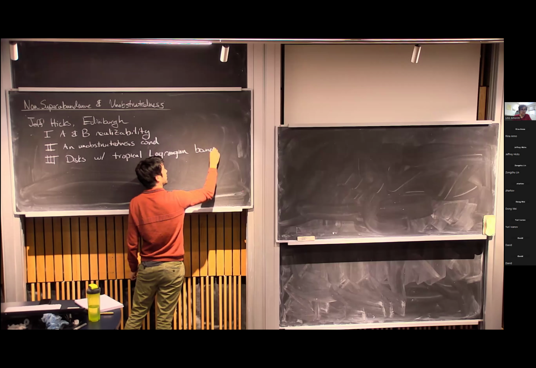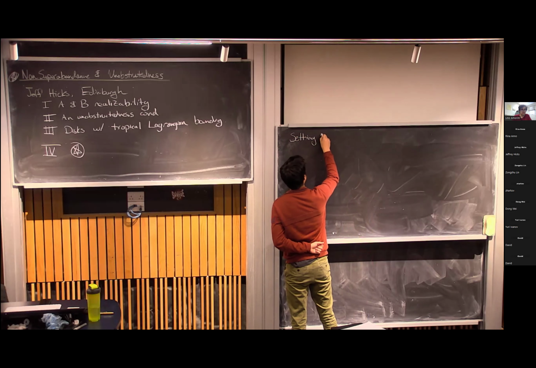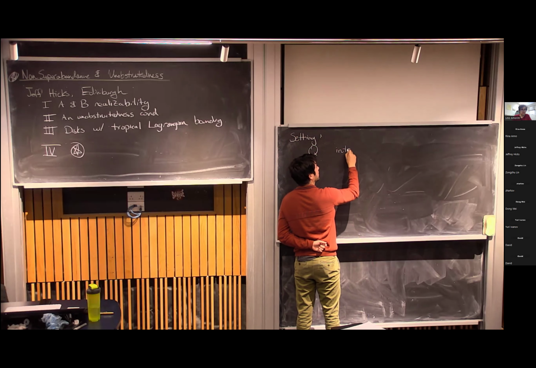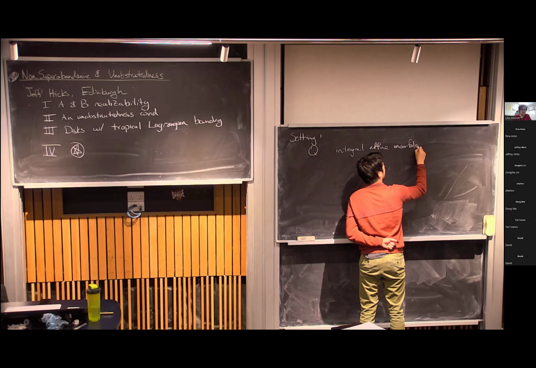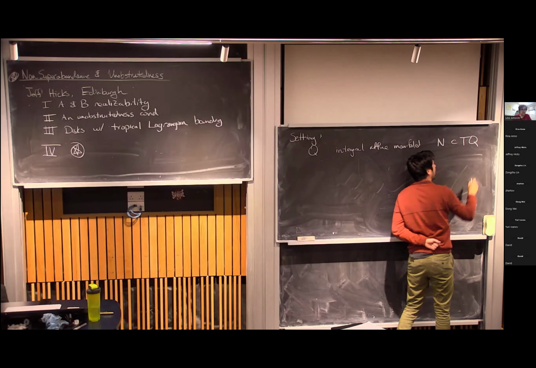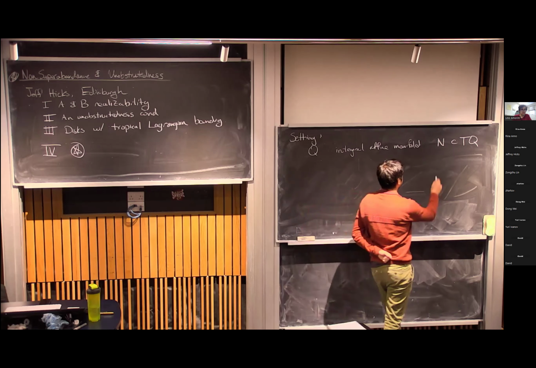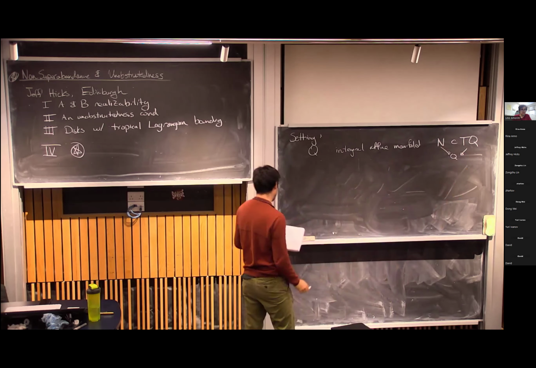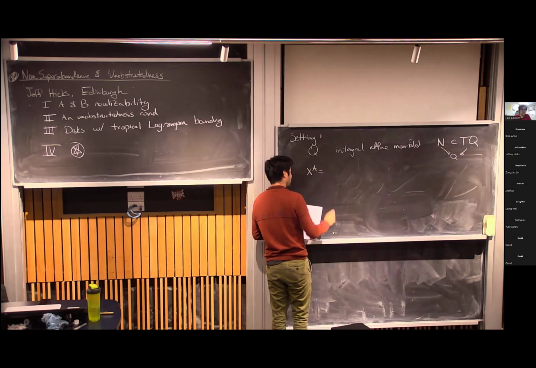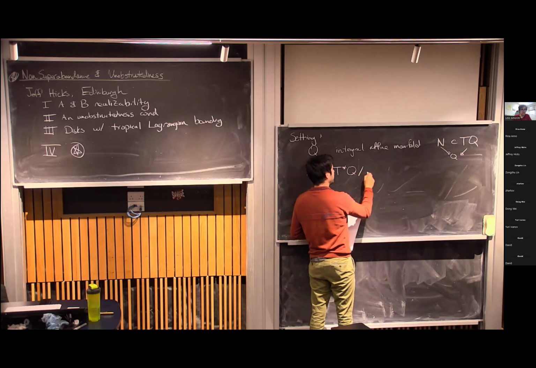Okay, so the setting for today is I'm going to be working with Q. This is going to be an integral affine manifold. And by that, I mean that there's going to be a lattice inside of the tangent bundle of Q, which is full rank and integrable. So from this data, I can cook up a pair of spaces. The first space is XA, which is defined to be equal to the cotangent bundle of Q mod the dual lattice.